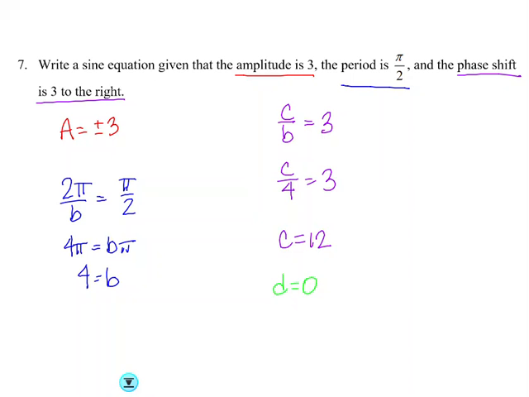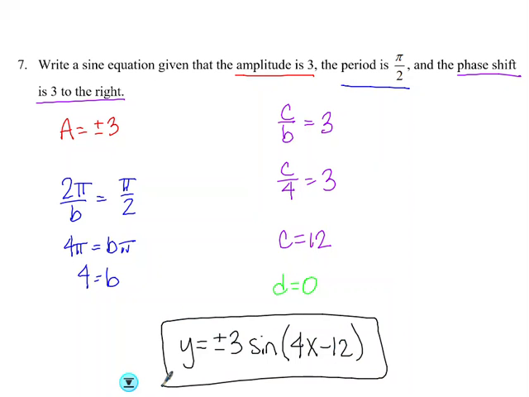So then we can write out our equation. We're told it's a sine function, so we have y equals plus or minus 3 sine of 4x minus 12. And that's our equation.